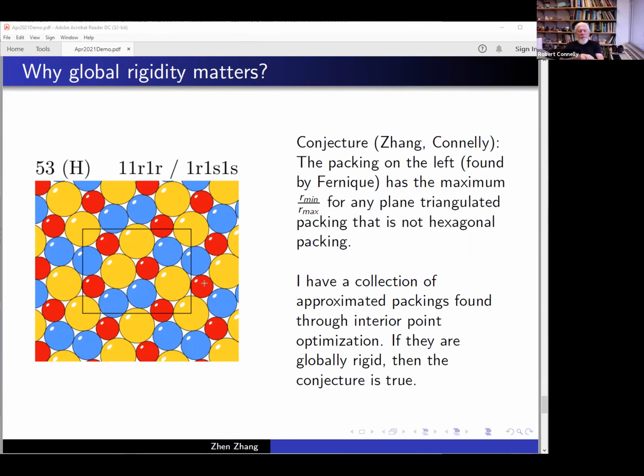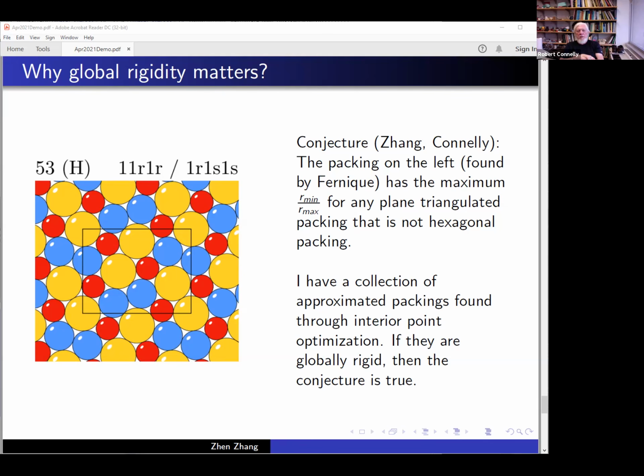This is an old problem of Laszlo Fejes Tóth in his book on regular figures. Yes, and he was wrong. Yeah, he was wrong, but it was his best guess. He didn't claim it was right. He had a list of his best guess for certain ratios of radii. Fernique found this, and Laszlo Fejes Tóth didn't know about this.